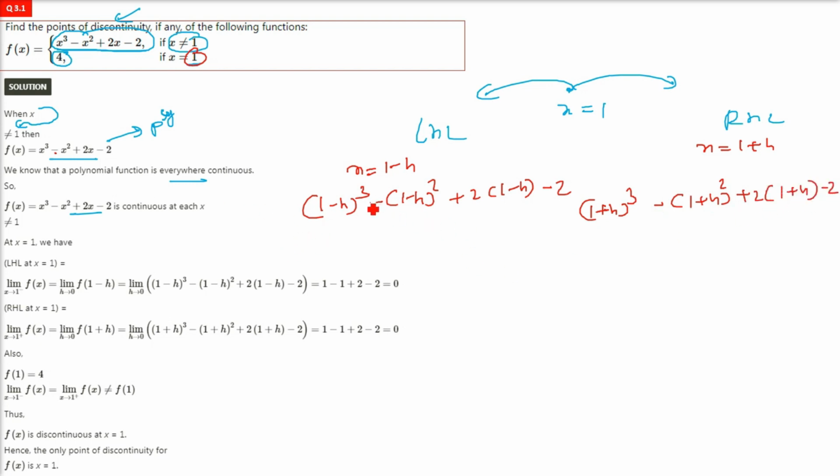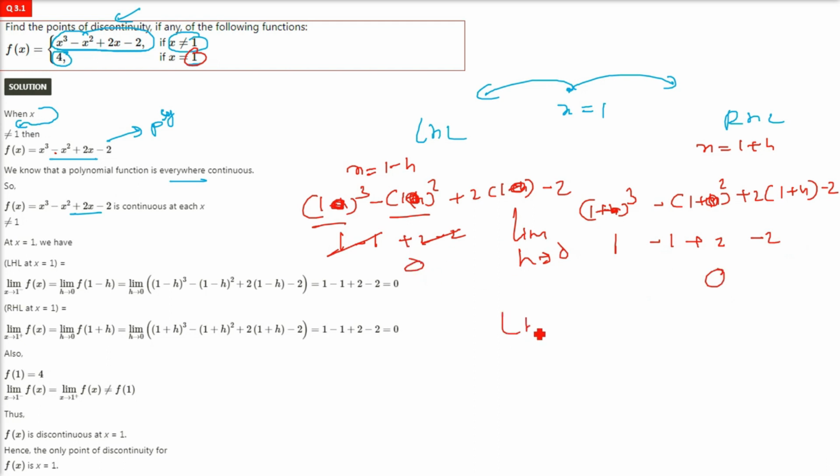Now there are two ways. Either you open all these, cube and square, etc. But I'll just tell you the shortcut. Just apply h tends to 0 here only. Just make it as 0. You'll get the same answer. So 1 minus 1 plus 2 minus 2 here, so it is going to be 0. Right hand side, again apply h tends to 0. So 1 minus 1 plus 2 minus 2, again it is 0.